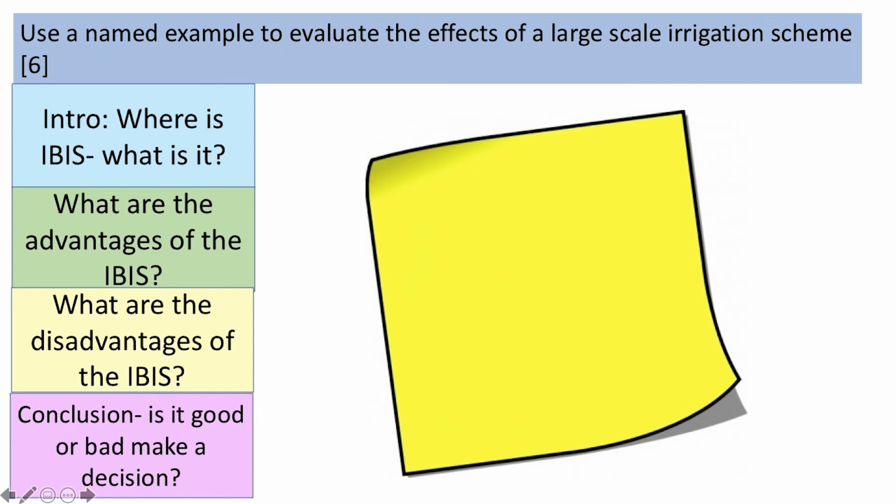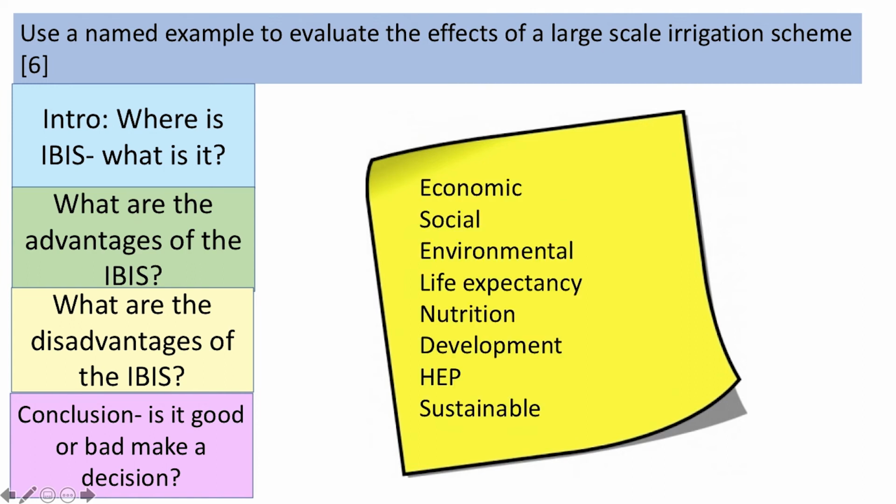If you are struggling and you've moved on to the next slide, take a look at this guide to help you put things in order. So I'm going to write a little bit of an introduction. The IBIS, what is it? Where is it? Then I'm going to put the advantages, then the disadvantages, then a conclusion. This is very much like our structure strips that we've been using in class. So if you've struggled and you've moved on, pause again and see if you've put your response in this format.